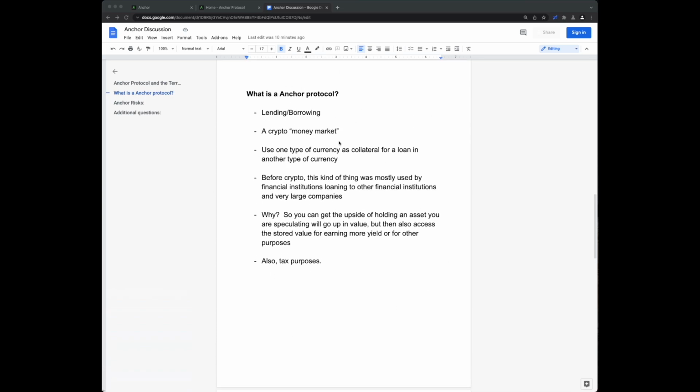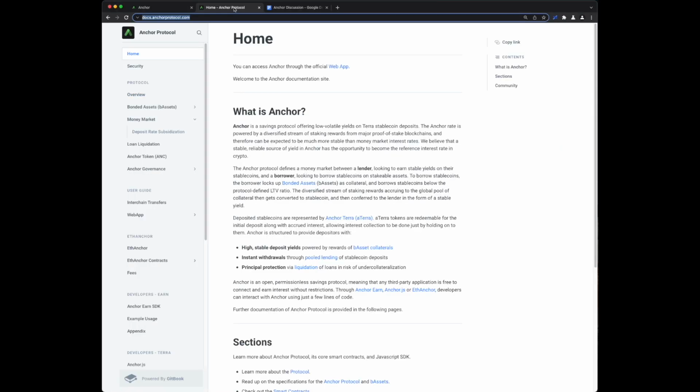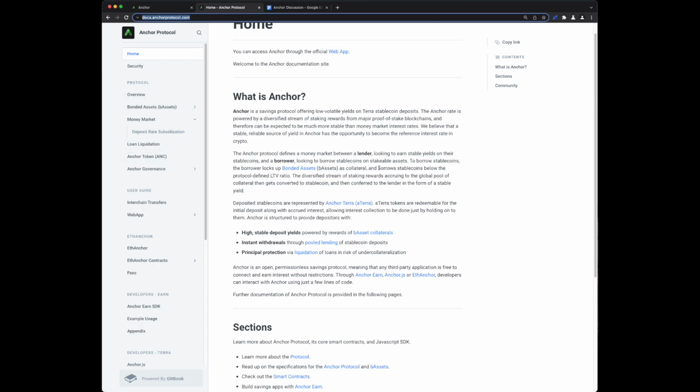Additionally, if you want to learn more about Anchor, I really do highly recommend the Anchor Protocol docs. So it's docs.anchorprotocol.com. They go into much more detail and talk about how the whole lending and borrowing works. This idea of bonded assets or B assets. So you put up your Luna, or they take ETH now. You put up your Luna or your ETH and turn it into B Luna or B ETH, and then you can borrow against it, borrowing UST. So it can kind of explain how this all works.